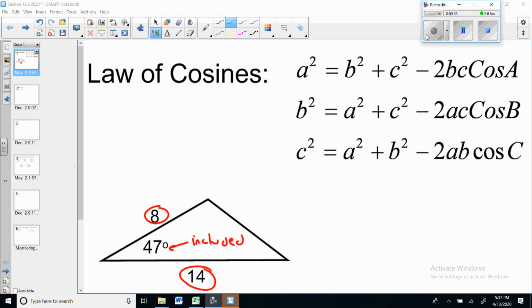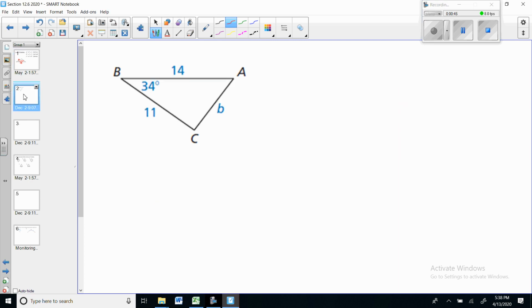Once you get past finding the first missing piece, in other words, the missing side using the law of cosines, from that point forward you can use the law of sines to finish off solving the triangle. All you have to make sure that you do is find one side. In this case, we're finding b. We know the two sides with the angle that's included.